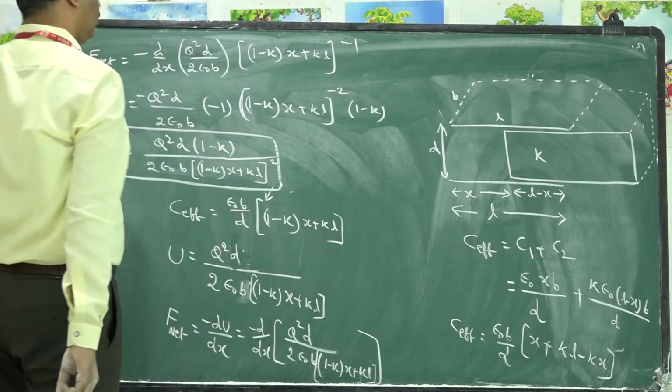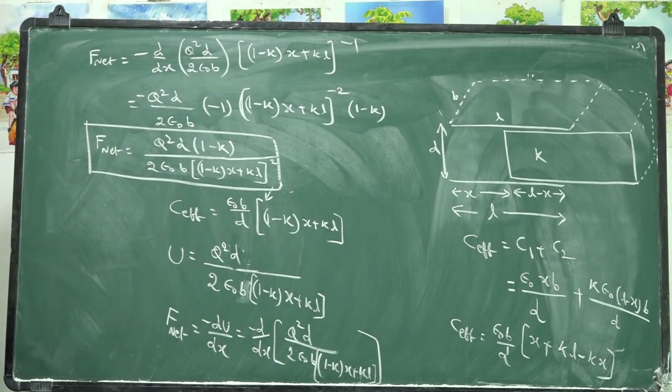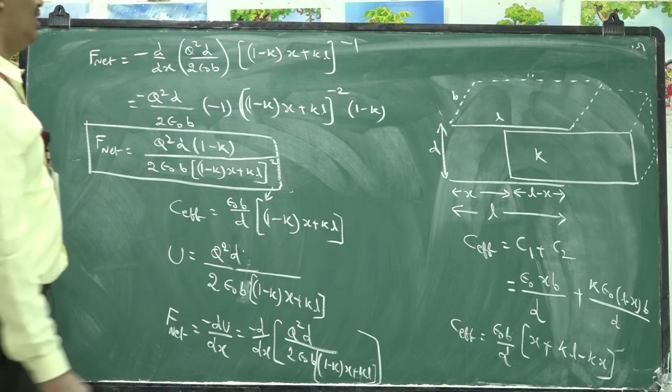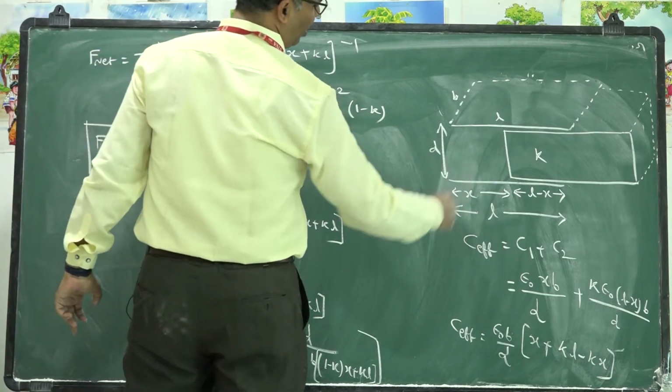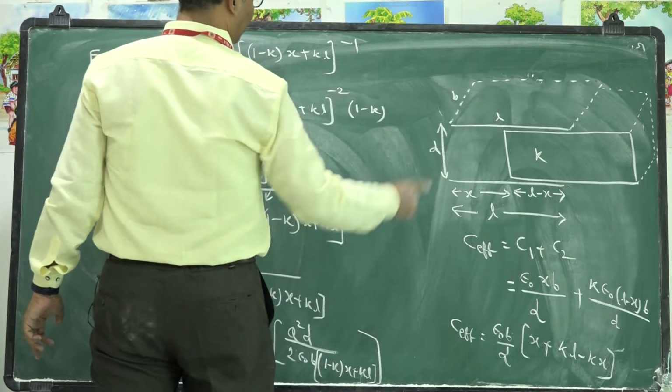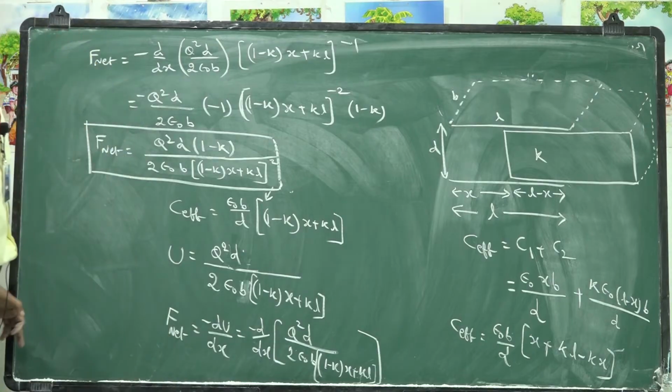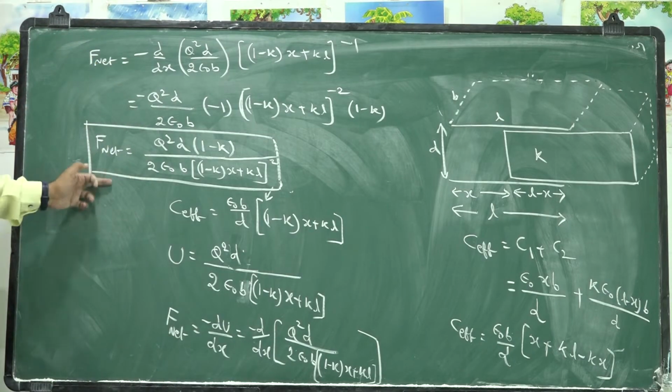This will be the force experienced by a dielectric placed between the two plates of a capacitor, such that x is the space available here. The battery got disconnected, therefore we took capital Q as constant. So this is the formula.